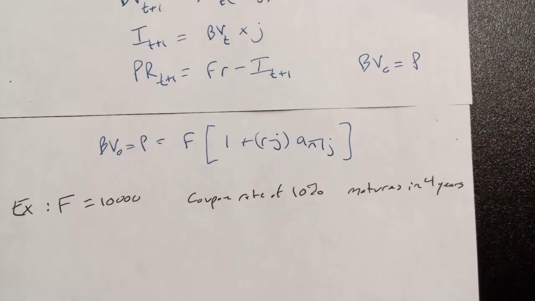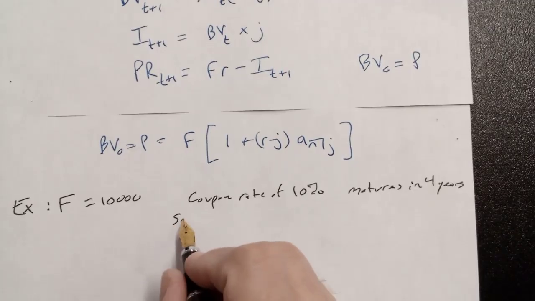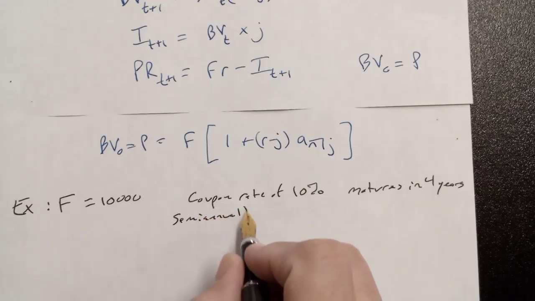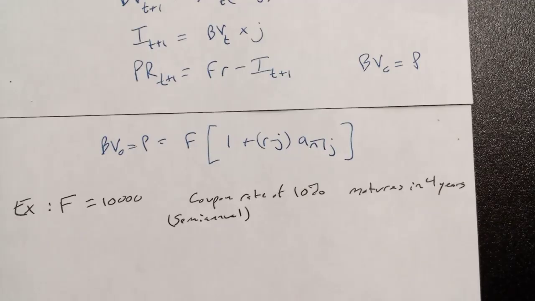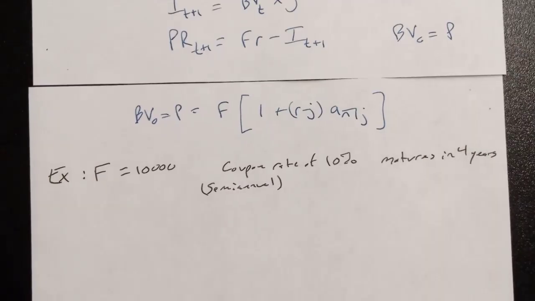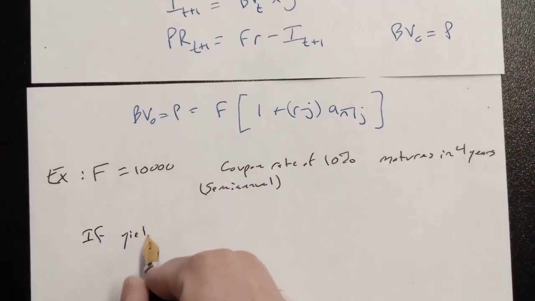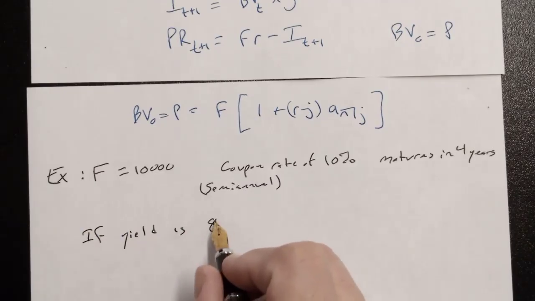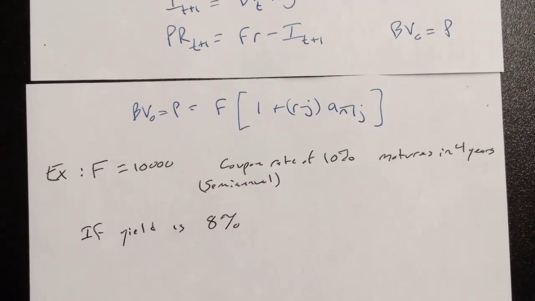I need two pieces of information to get to the final place without this. I need to know what the yield rate is. And then I need to know the coupon frequency. I'm going to make the assumption these are semi-annual coupons. If the yield rate is 8%, then what do I get?